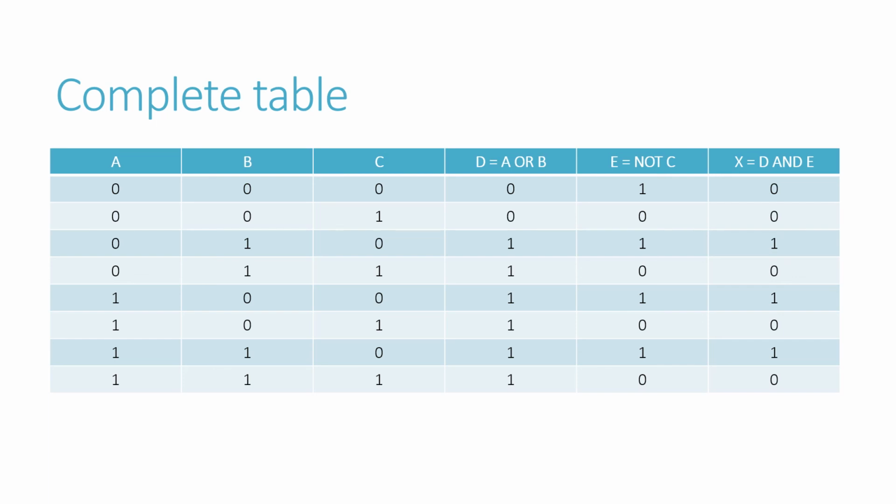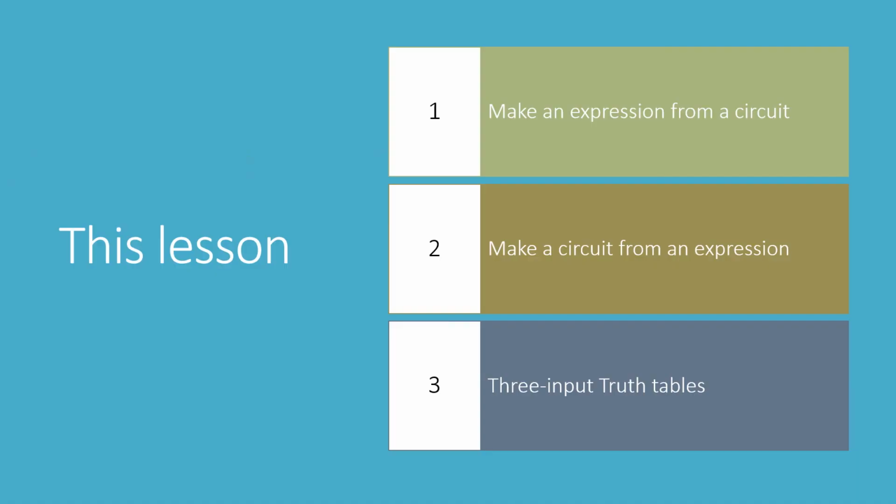Have a look down. There are three combinations of inputs that will produce an output from this circuit. So I hope you managed to keep ahead of me on that, but don't worry if you didn't, because there's going to be loads more exercises. So in this lesson, you've made an expression from a circuit and made a circuit from an expression. And we've also looked at three input truth tables and how we fill in all the possible combinations there.